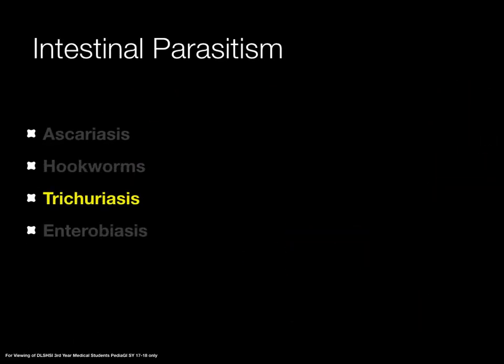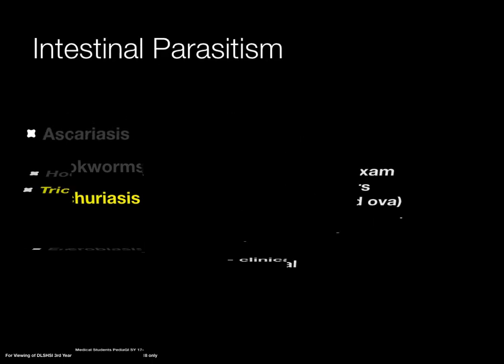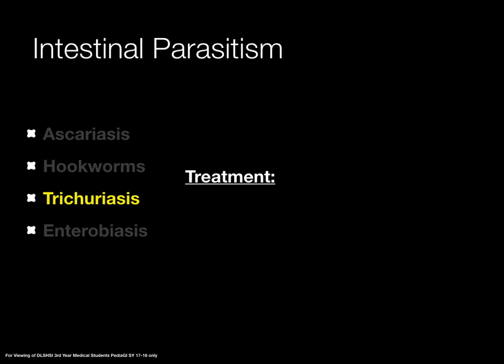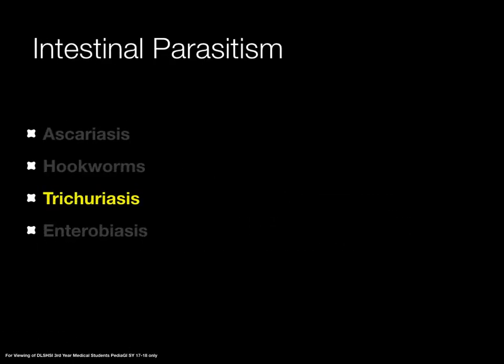Diagnosis is made by viewing or identifying barrel-shaped ova in the feces. Treatment is mebendazole and alternative is albendazole. You can also give nitazoxanide. Improved sanitation is the best way to prevent trichuriasis.